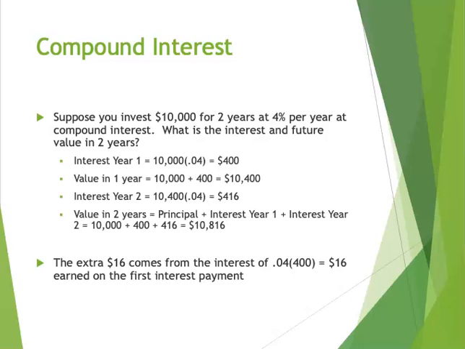Now in year two, you would earn interest on the 10,400 and not the 10,000, making your interest in year two $416. So at the end of year two, your total value would be 10,816, which is comprised of the 10,000 principal, the $400 interest in year one, and the $416 interest in year two. Because we reinvested the interest that we earned in year one, we got a 4% interest on that $400 as well, making it an additional $16 as compared to simple interest.